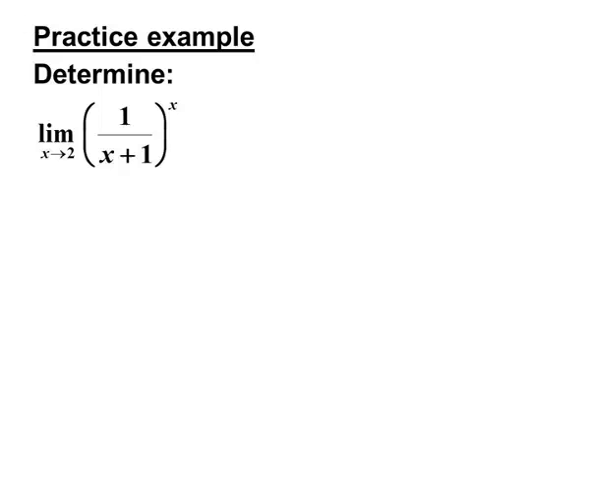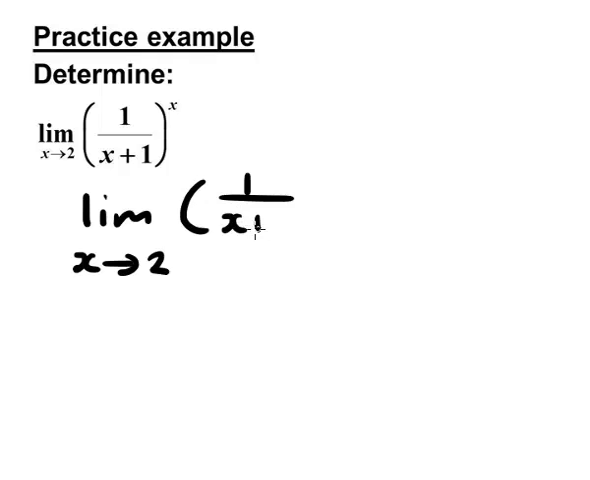Okay, here's the practice example, guys. Determine the limits as x approaches 2 of, in brackets, 1 over x plus 1 all to the exponent x. I'm just going to write it nice and clear for you so you can see that the limits as x approaches 2 of 1 over x plus 1 to the x. Have a go at that.